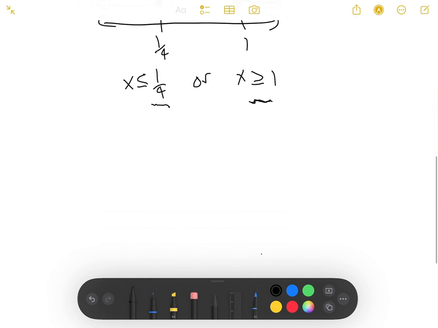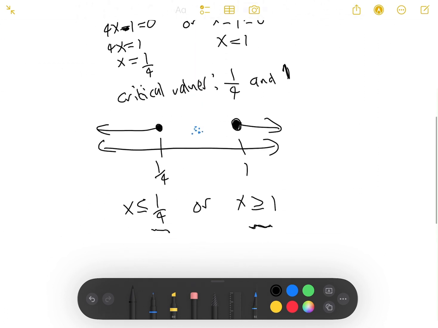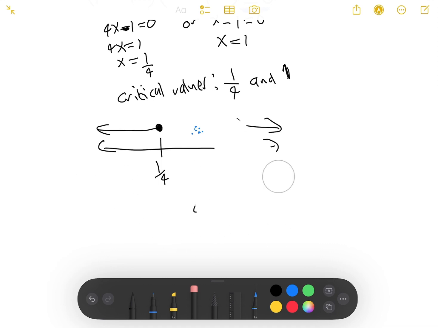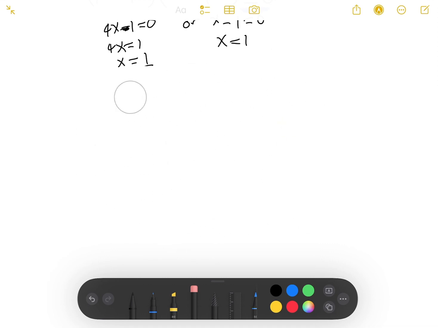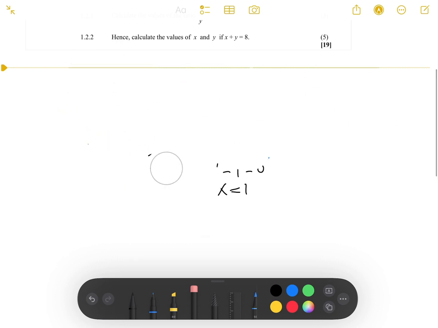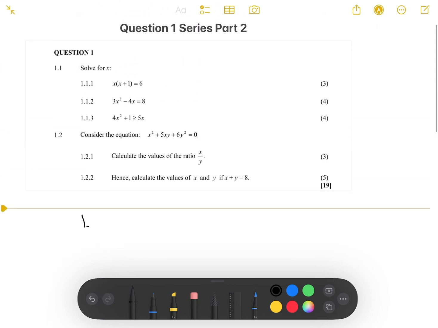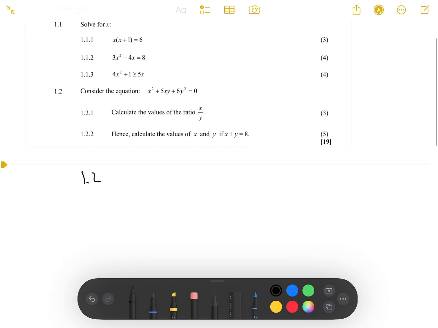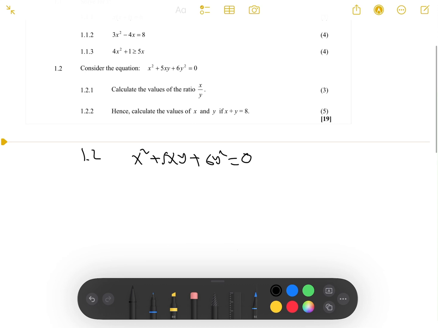So let's move to 1.2. Okay, let me just erase again. I just hope I can find a better method of not having to erase in future. Okay, so 1.2, we are given x squared plus 5xy plus 6y squared all equals to 0. And then here it says calculate the values of the ratio x over y.